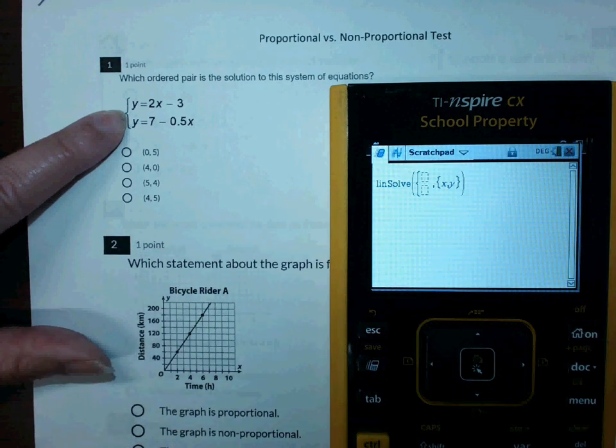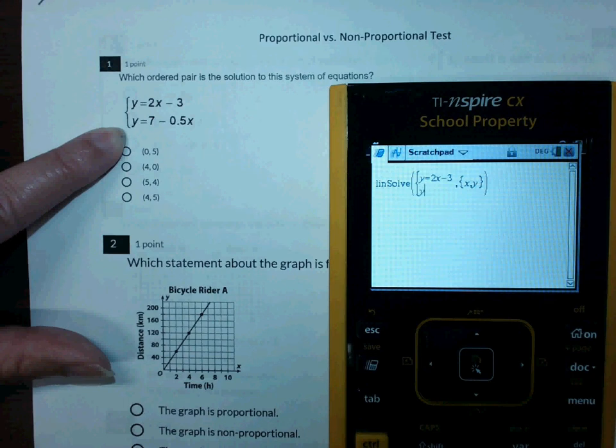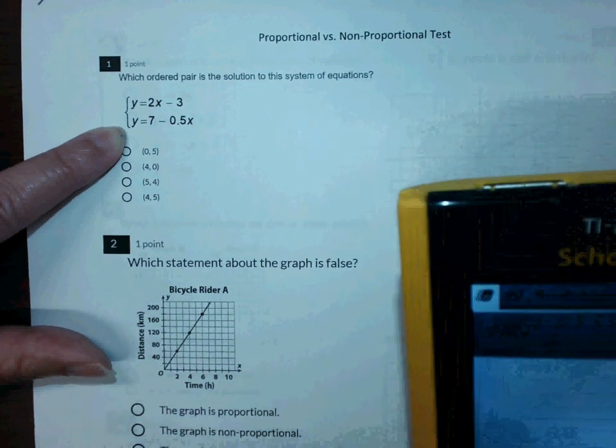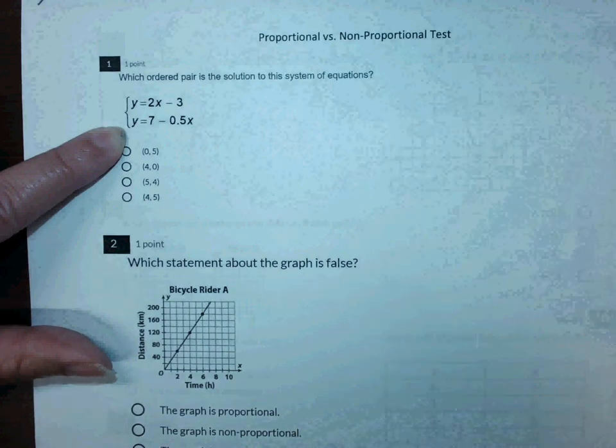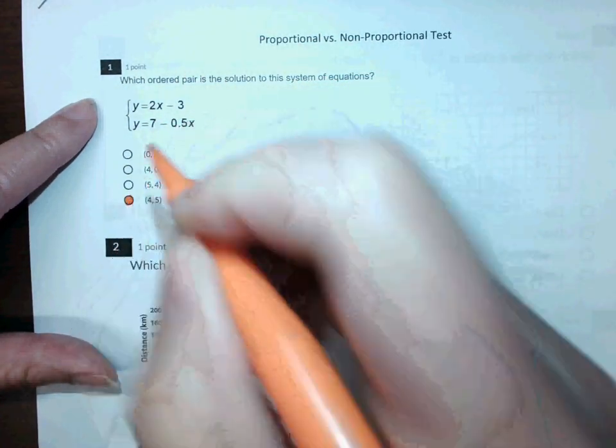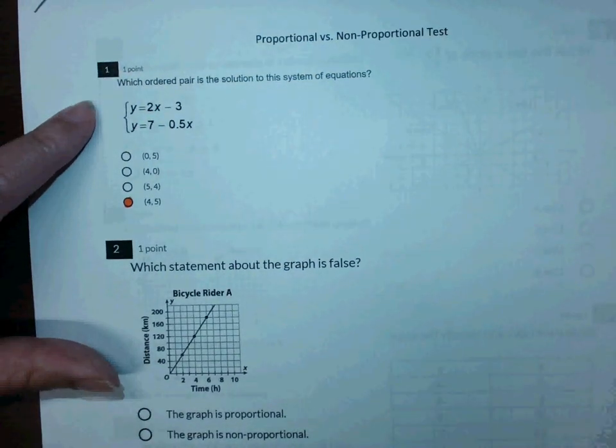And I'm going to type in these 2 equations. In the top box, I'm going to type in y equals 2x minus 3. And then in the bottom box, I'm going to type in y equals 7 minus 0.5x. It's already defined my variables, x and y, so if I hit enter, I get 4, 5. So this is my answer.